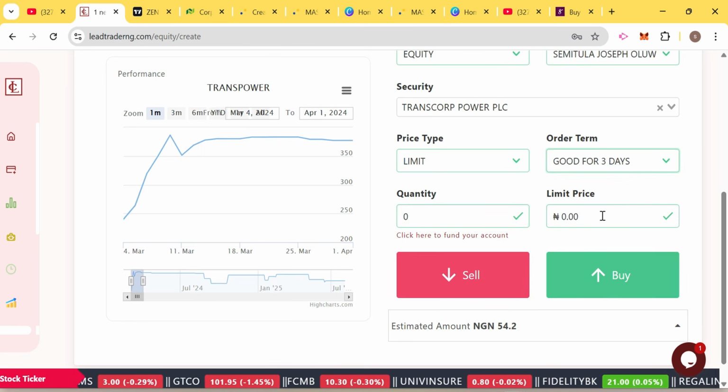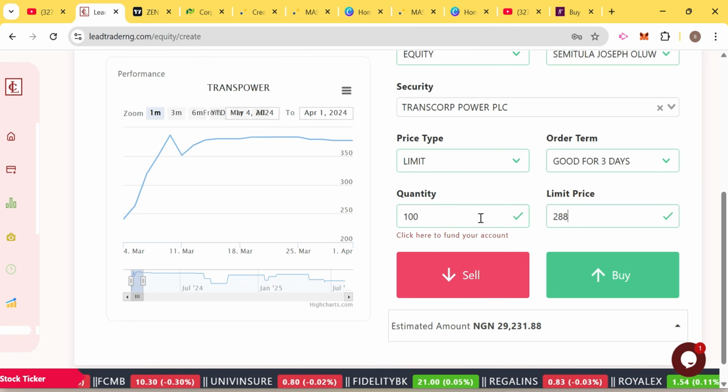I'll set 3 days, but I know it to be executed. And what I will do is put 100 shares here. So let's put 100. I'll come to this place. I want to buy Transpower at 288. So I want to buy at 288. Definitely, I don't have this kind of money in my account.